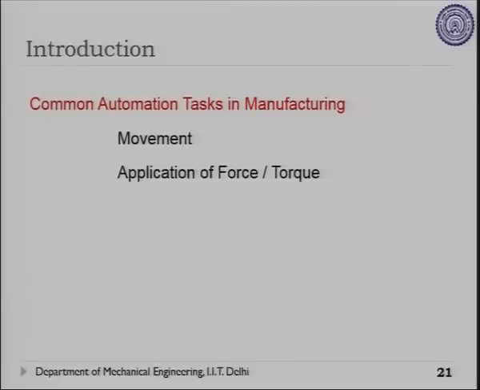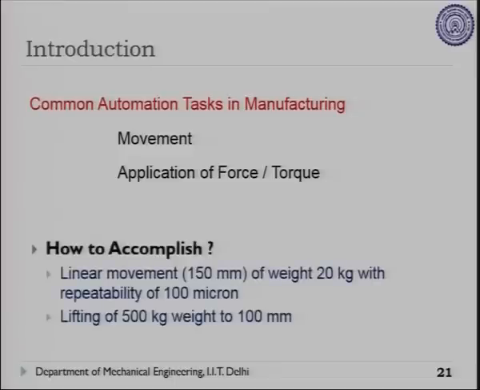So for this, I have a next set of questions for you, and that is a quiz. You have to just draw a small figure if you want, or you can just write how you will accomplish this. There are two different tasks I have identified over here. One is a linear movement of 150 millimeter.